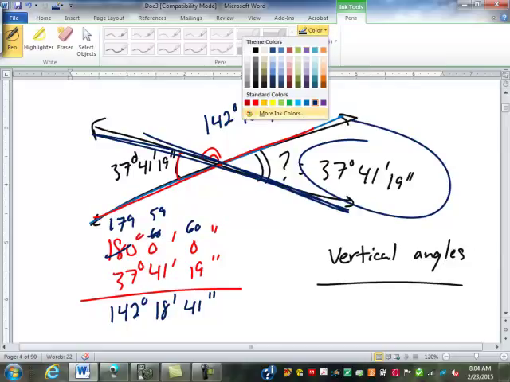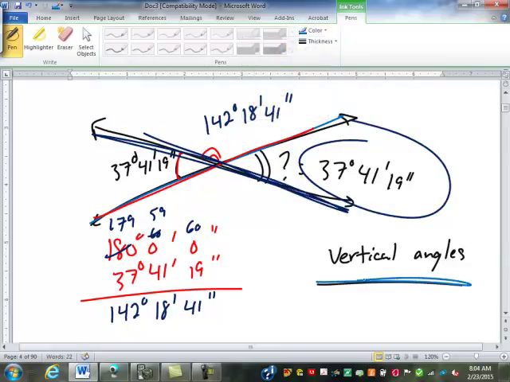So there's a couple of different ways of looking at it, and no matter which way you do it, those vertical angles have to be the same. The word we use is congruent. These are equal in every possible way.